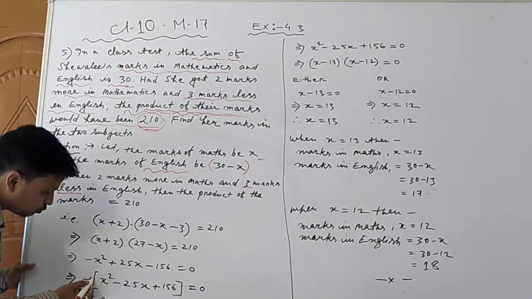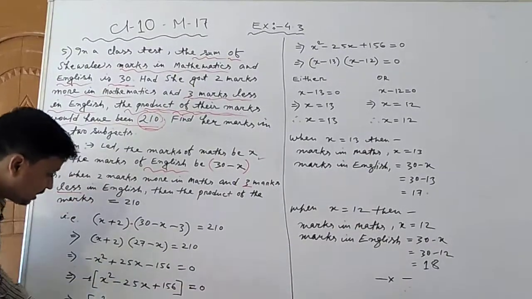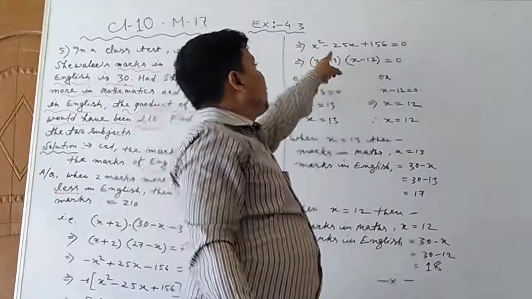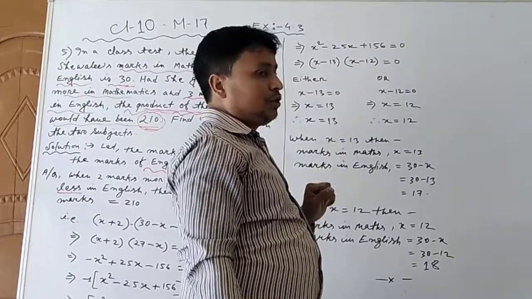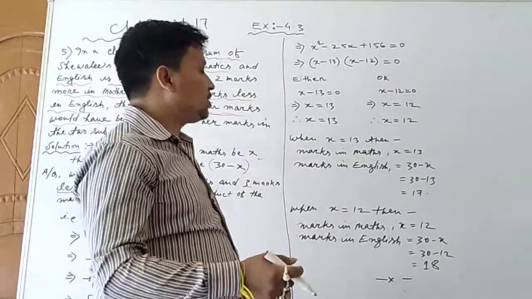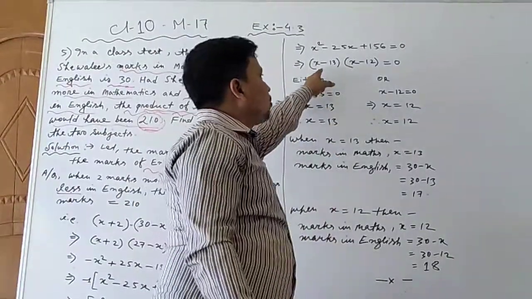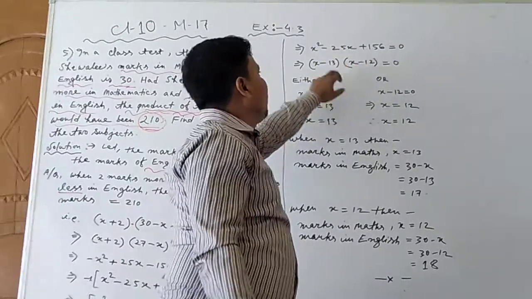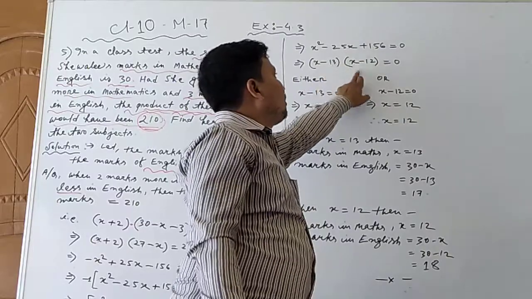So now minus 1 shifts to the right side, then 0 divided by minus 1, and there you will get x square minus 25x plus 156 equal to 0. By the middle term factorization, I already taught, you already know how to do middle term factorization. Shortcut written, just what are the factors there. So do the middle term factorization for this quadratic equation, then you will get 2 factors.